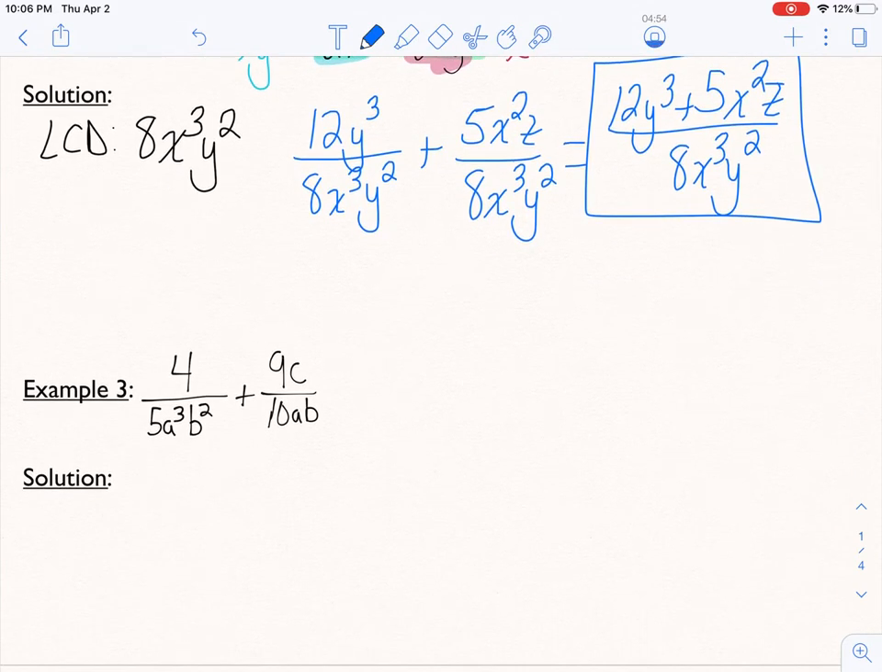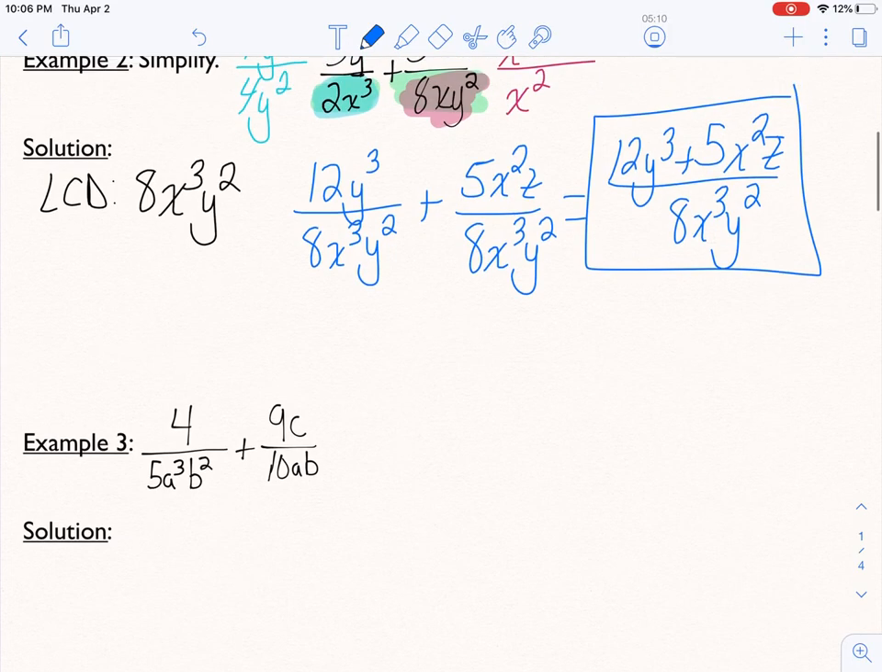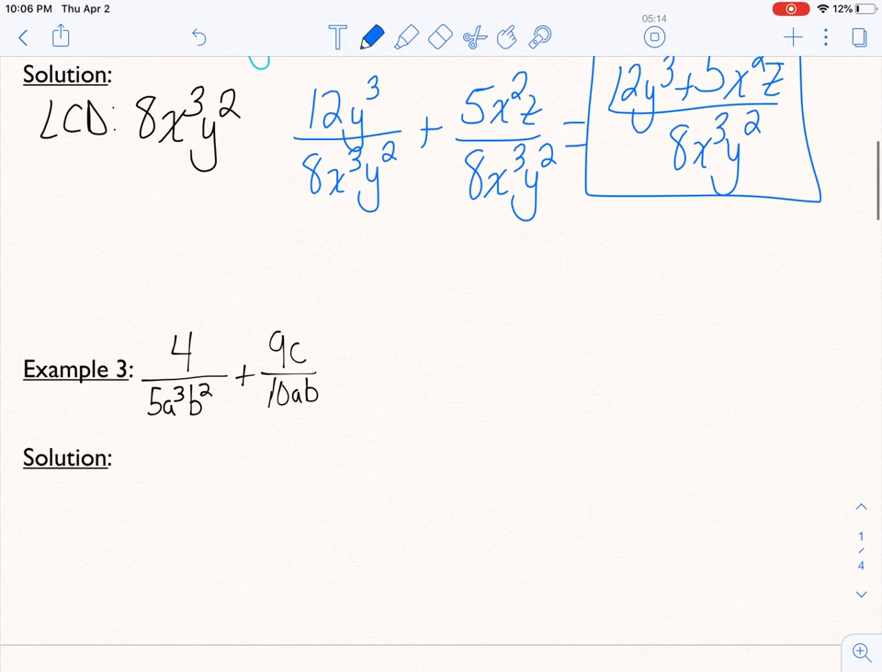Alright, going on to example 3: 4 over 5a to the third b squared plus 9c over 10ab. If you're doing this at home, which you should be doing, go ahead and pause the video and try to work on this. It's very similar to the previous example. Alright, so again, the first thing we're going to do is find our LCD. My numbers are 5.